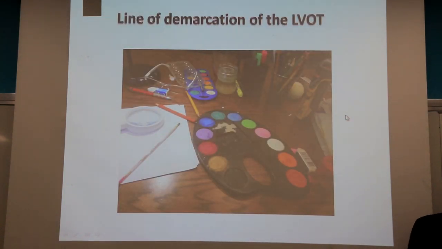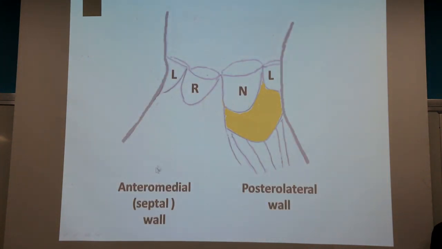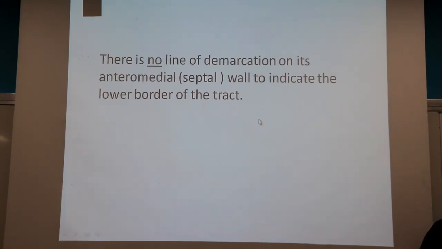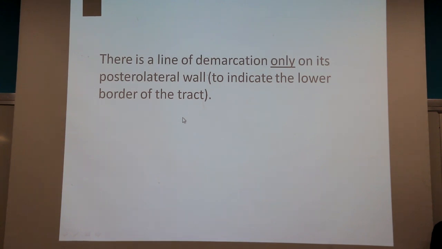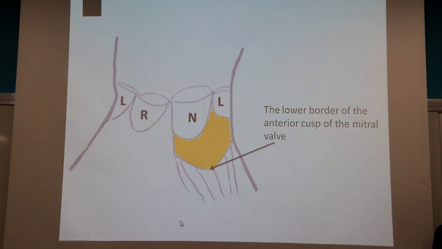So what is the line of demarcation of the left ventricular outflow tract? What do you think? Here is the septal wall, the muscular septum, the membranous septum, and here is the free wall with the anterior cusp joining. There is no line of demarcation on the septal wall to indicate the lower border of the tract. There is a line of demarcation only on the free wall. Here, we can consider this as the line of demarcation, the lower border of the anterior mitral.